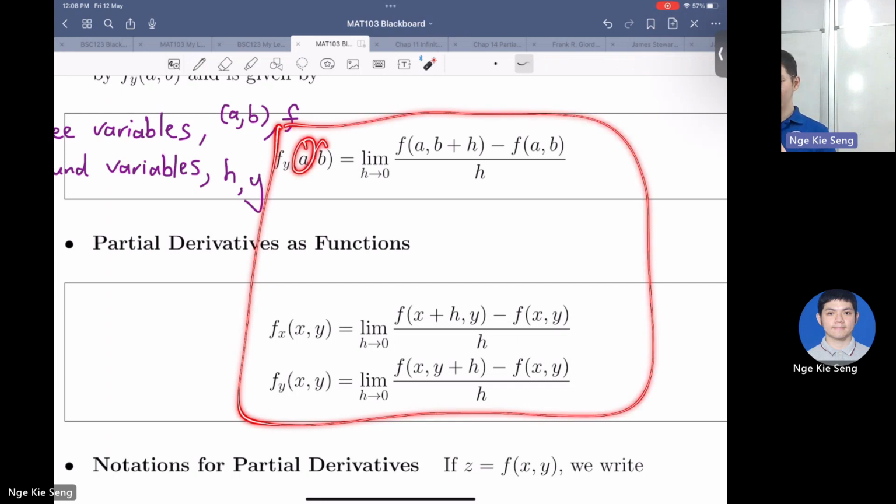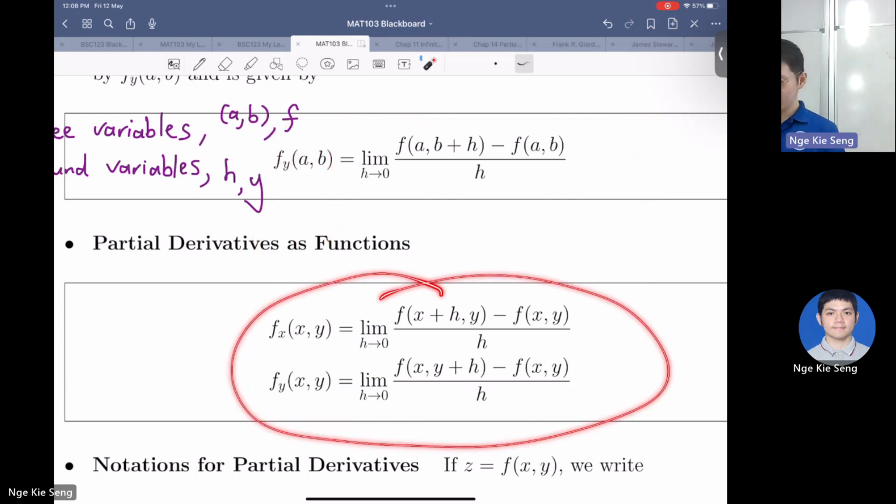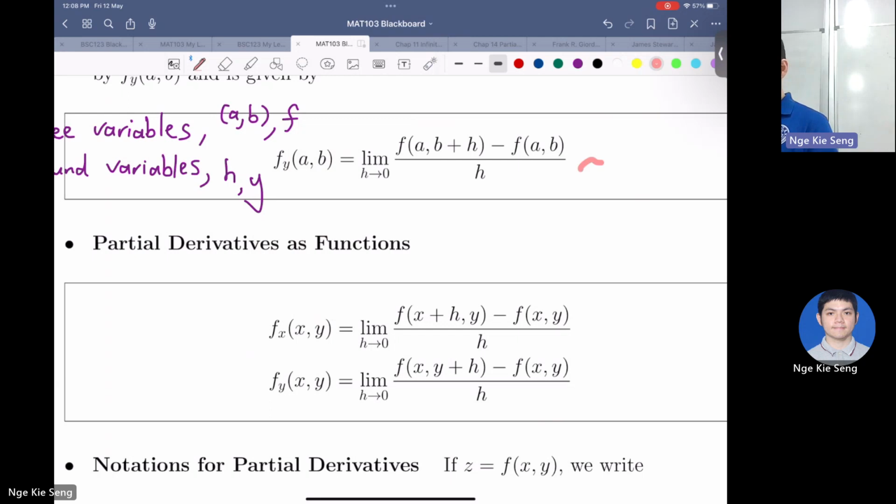So these two things are not the same. I'm not just substituting a, b with x, y. Please don't think like that. This is a function now. What you get here is a number. What you get here is a function.